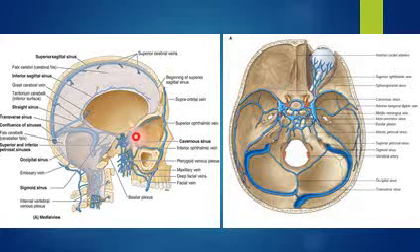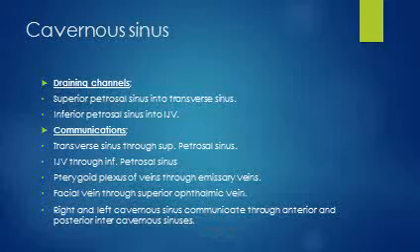In this diagram on the left side, we can see a few important communications of a cavernous sinus. Through the superior ophthalmic vein with the supraorbital vein, it drains the forehead and face. Then through emissary veins with the pterygoid plexus of veins, and this pterygoid plexus communicates through the deep facial vein with the facial vein. Same draining channels: superior petrosal sinus into transverse sinus, while inferior petrosal sinus into internal jugular vein.